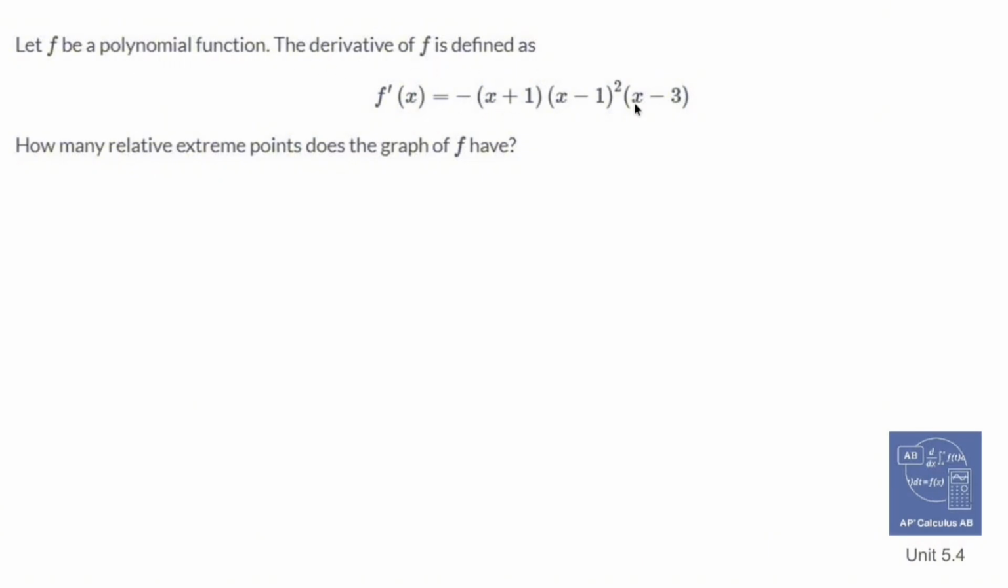Let f be a polynomial function and the derivative of f is defined as f prime of x equals this expression right here. How many relative extreme points does the graph of f have?